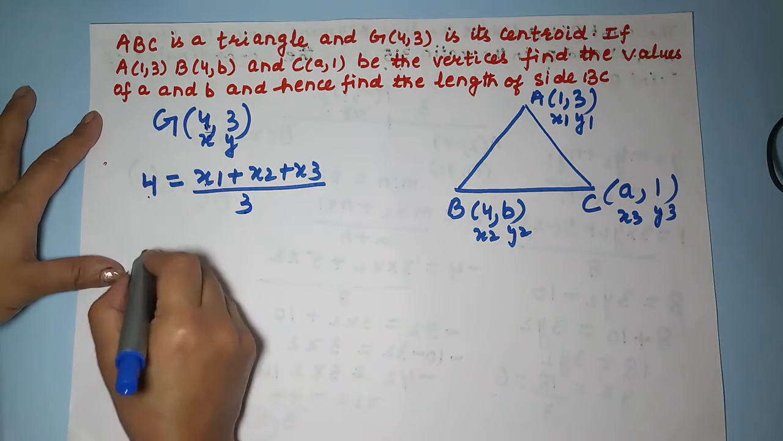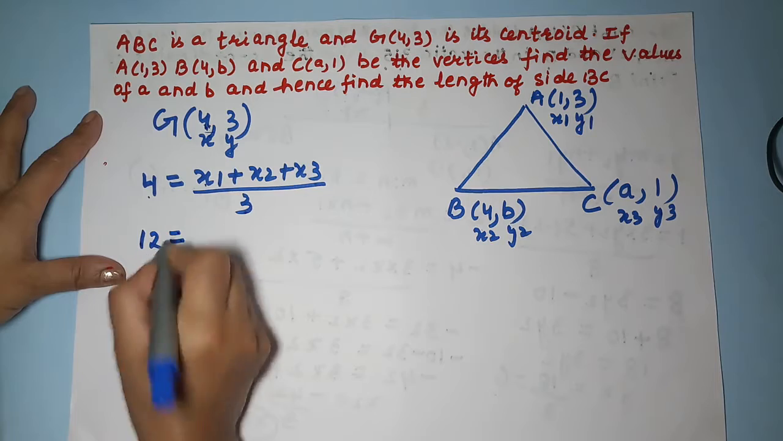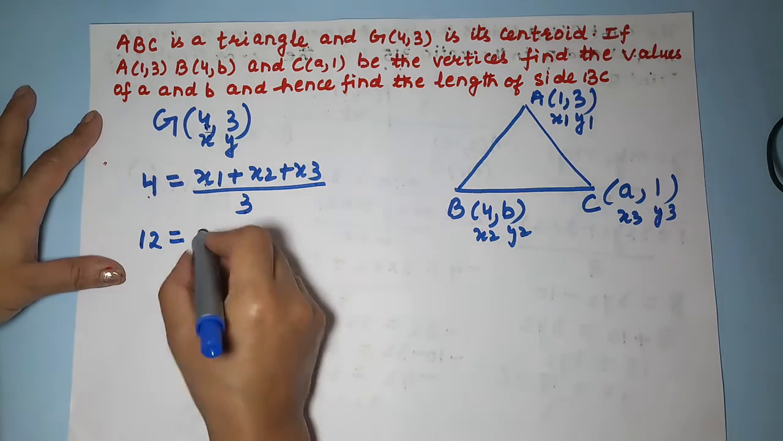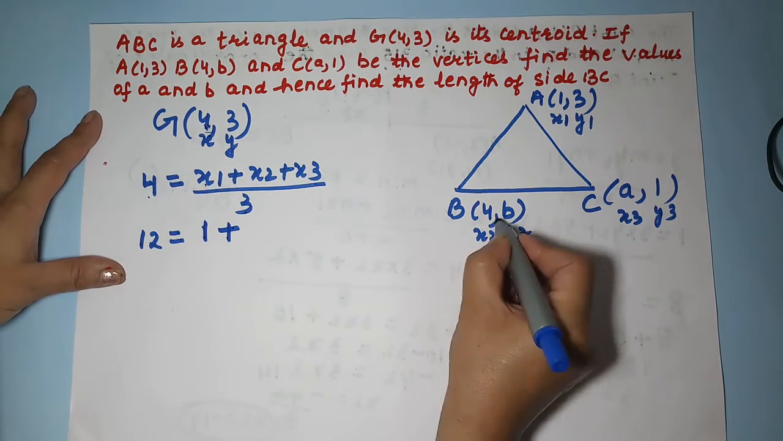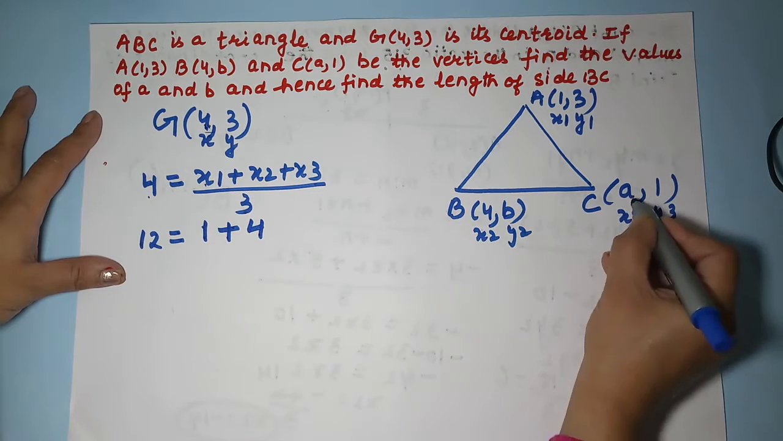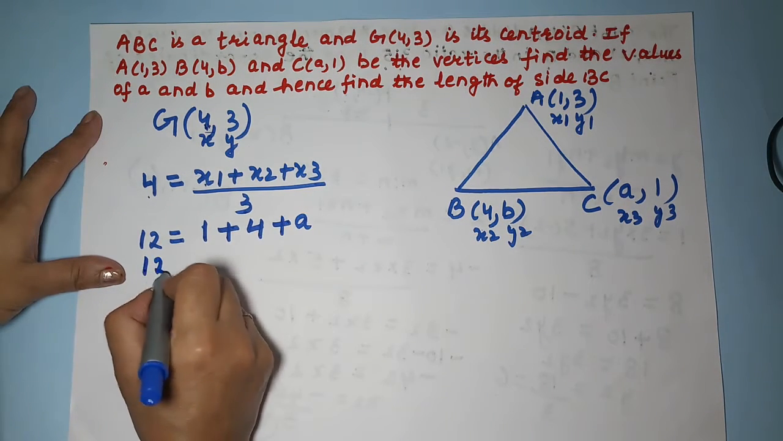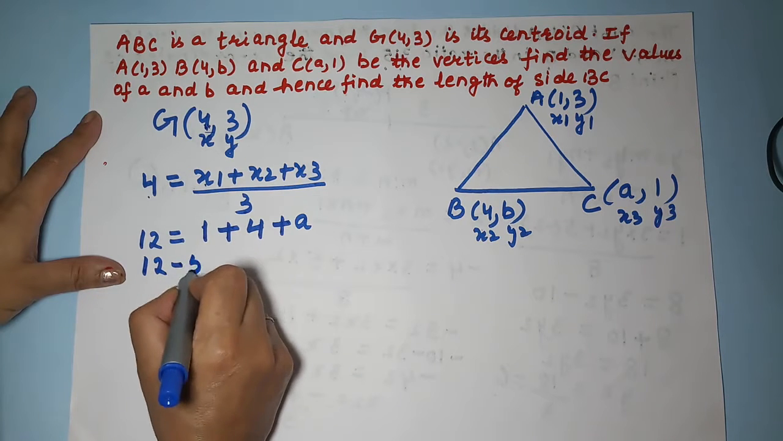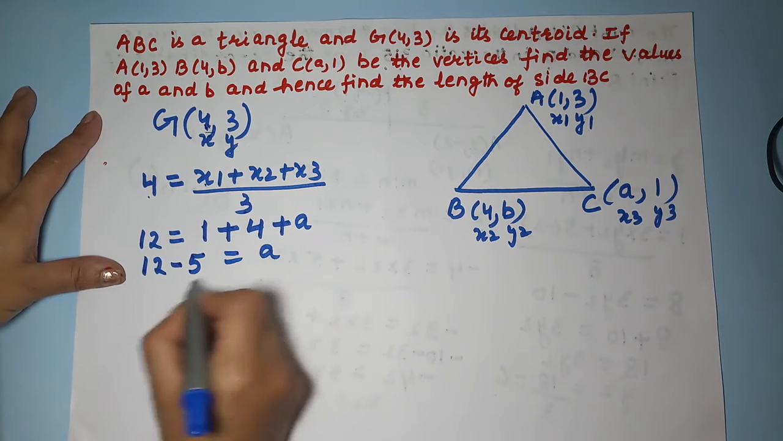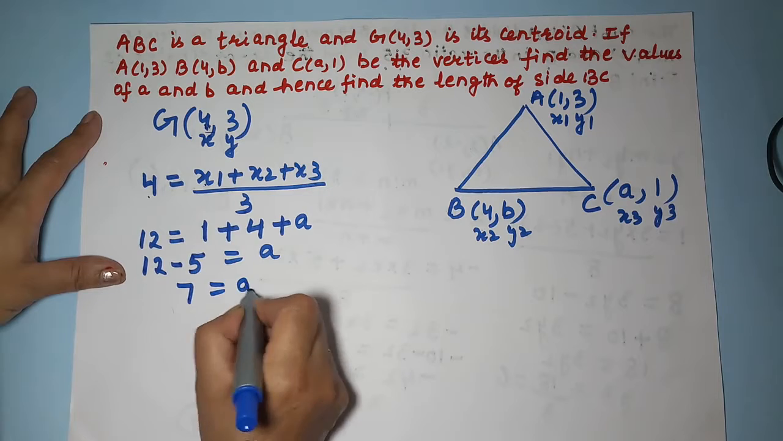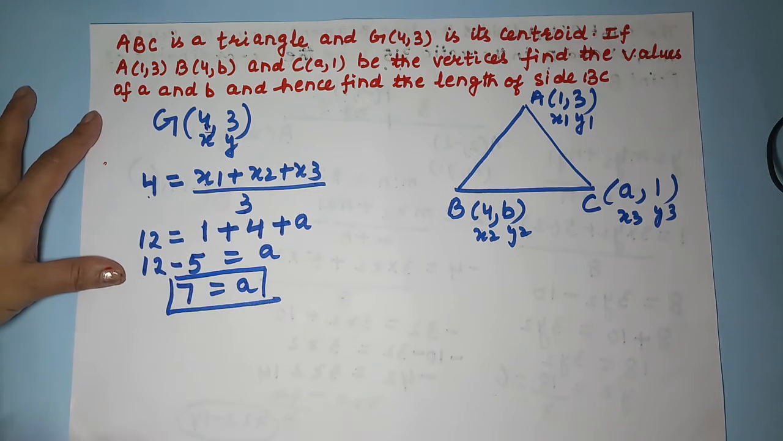So if we cross multiply, we will get 12 equal to, let me see what my x1 is, it is 1. What is my x2? It is 4. What is my x3? It is a, right? So 12 minus 4 plus 1, which is 5, is equal to a. So 7 is equal to a. I got the value of a as 7, right?